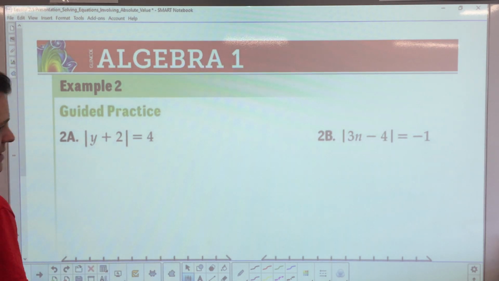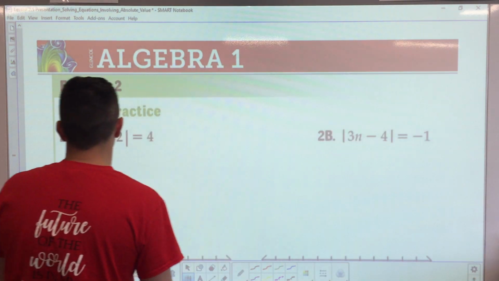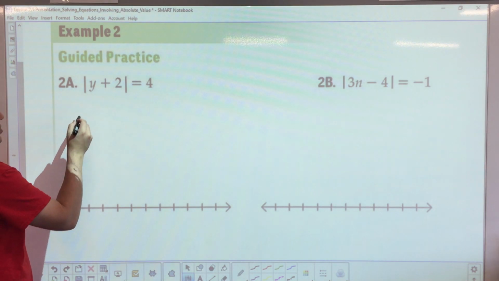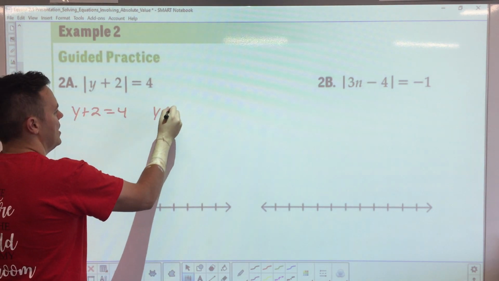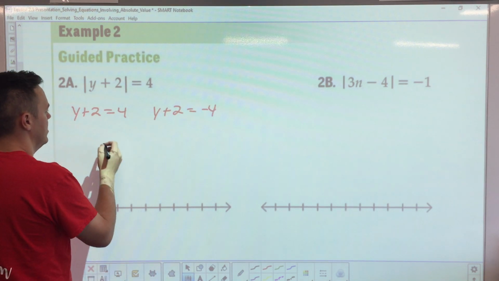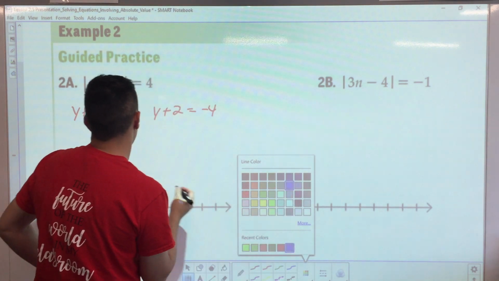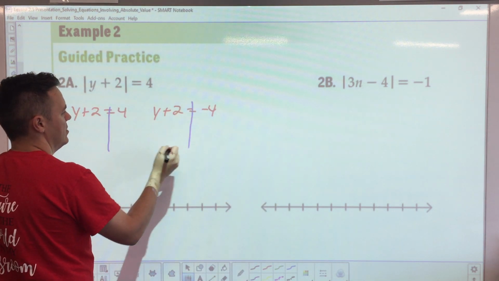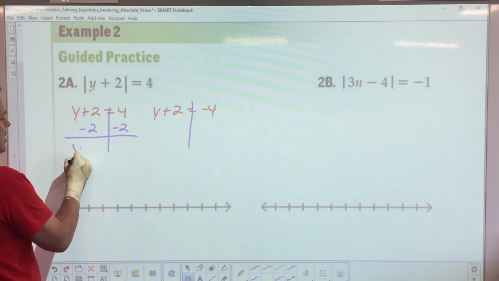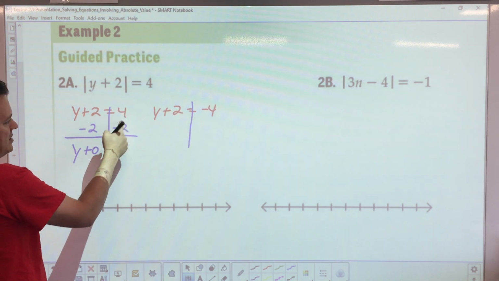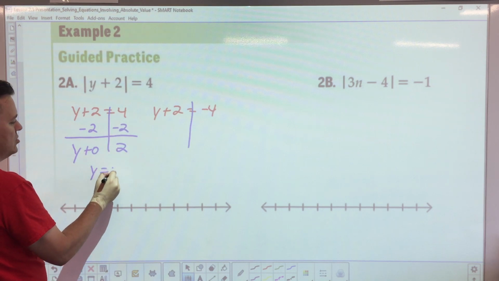All right, this is guided practice now, on page, this is the second example on 108. All right, split these in two. So it'll be y plus 2 equals 4. Y plus 2 equals negative 4. Then what you do, ladies and gentlemen, is you do your simple math. Split it in half, okay? Minus 2, minus 2, you get y plus 0, and then that would be a 2. So you end up basically with y equals 2.